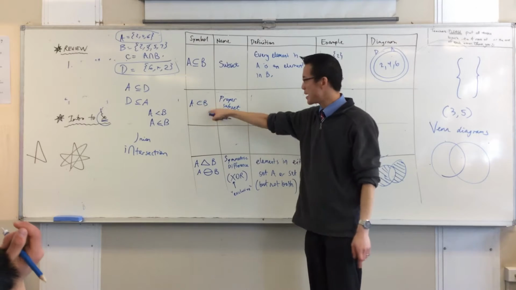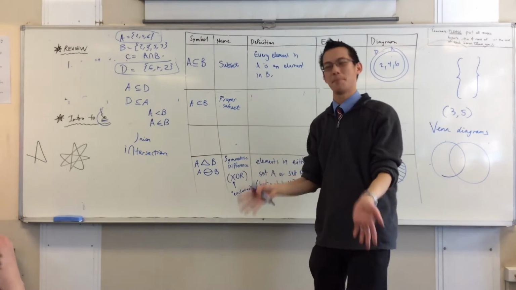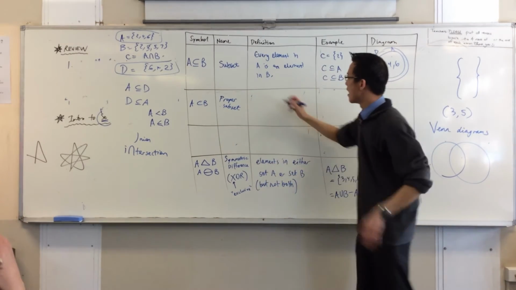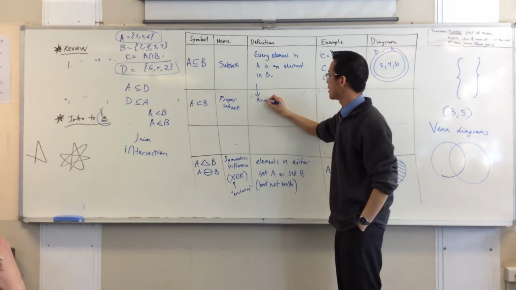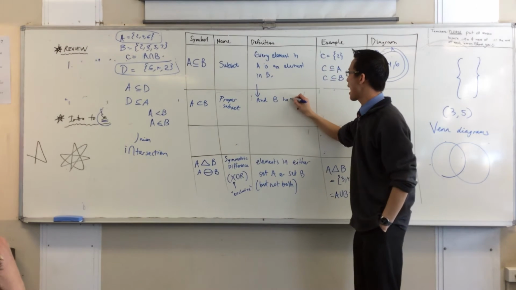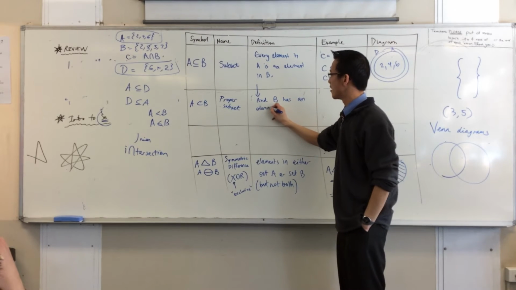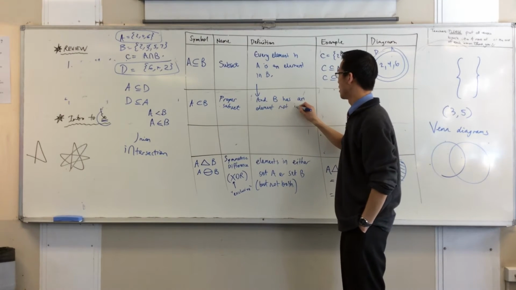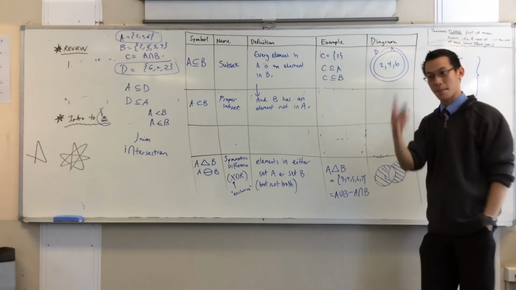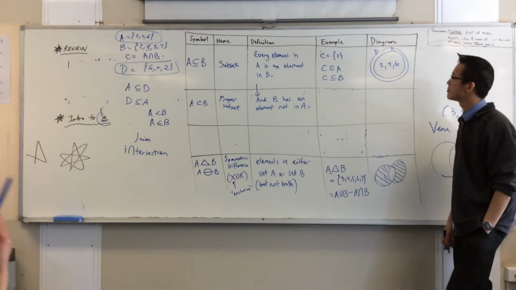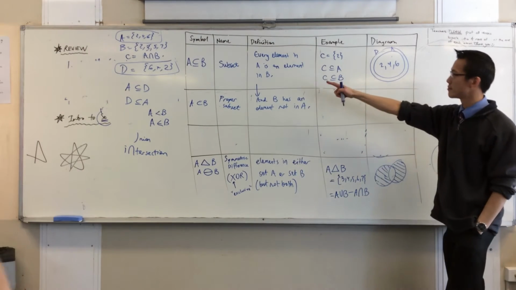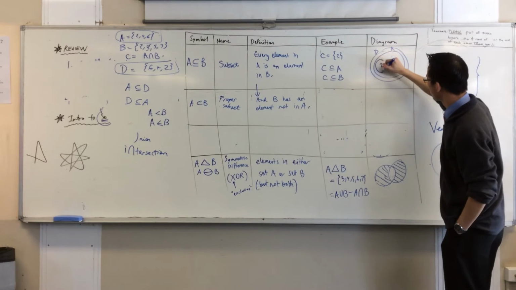Whereas here, B has to be bigger. There has to be something in B that's not in A. So it's this, and B has an element not in A. If you want to draw the diagram for A and C, then it would be A with a big circle and C a small circle.